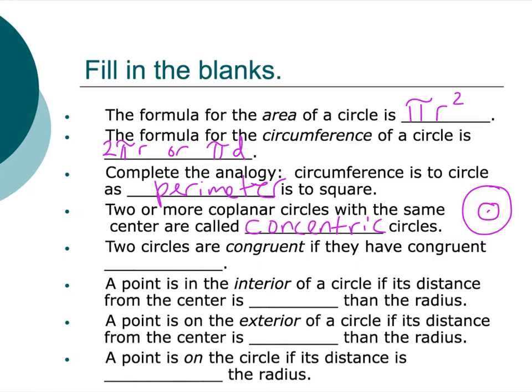Two circles are congruent if they have congruent radii. So if I have 2 circles with the same length radii, I know those circles are congruent. A point is in the interior of a circle if its distance from the center is what than the radius? Less than the radius. And a point is on the exterior of a circle if the distance from the center is more than the radius. And a point is on the circle if its distance is equal to the radius.